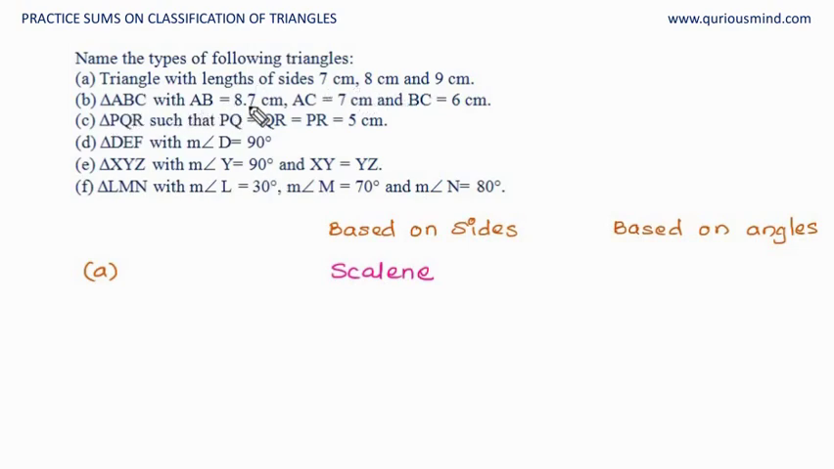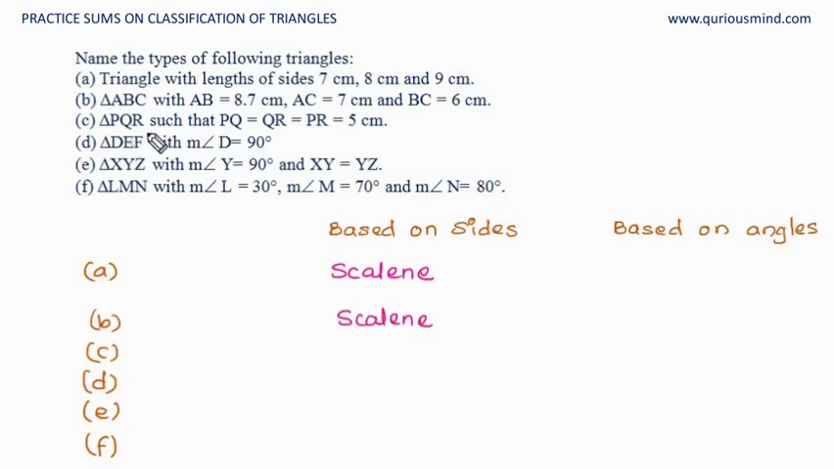Triangle ABC, AB is 8.7, AC is 7 and BC is 6. Again we see they are all different sides. None of them are equal, and hence even in this case it is a scalene triangle. Can we make out the classification based on angles here? No, we don't have sufficient information to talk about that.